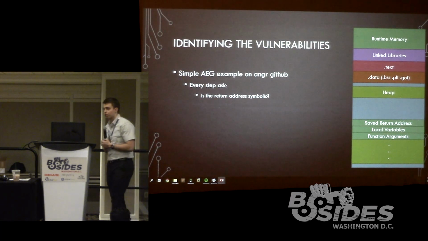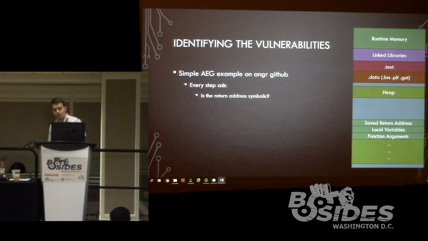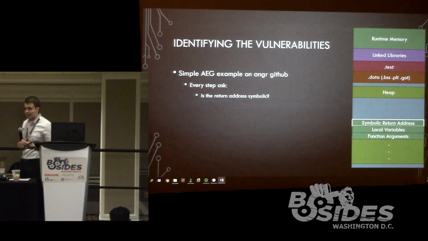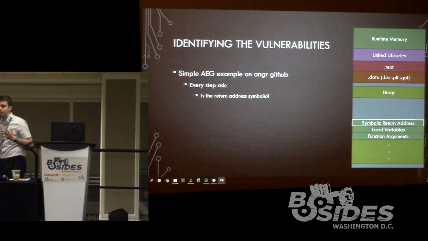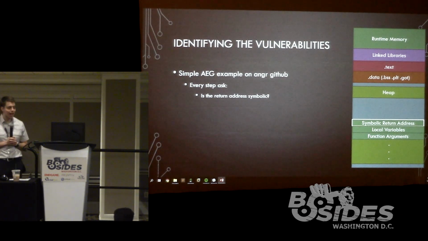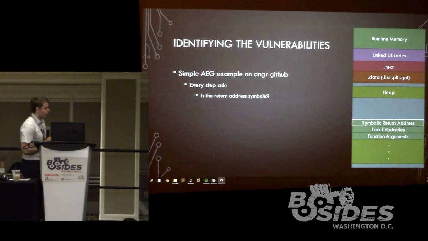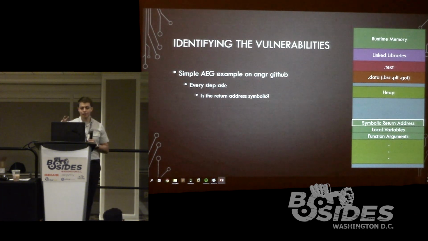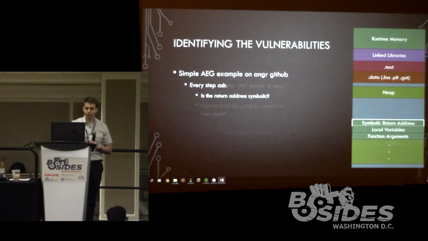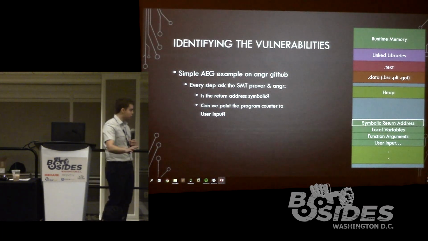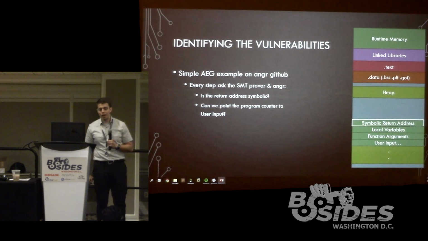Cool, this seems pretty intuitive. That doesn't seem too bad. So we've got our symbolic return address. Well, what next? We need to ask angr, or our SMT prover, a component in angr that tells us whether something can or can't happen, can this point back into some form of user input? So we're asking it two things now. Is our return address symbolic? And can we point that program counter to user input? This isn't too complicated. I can handle this kind of math.